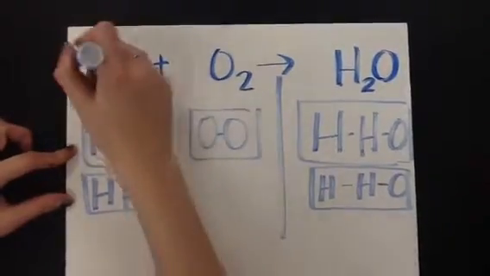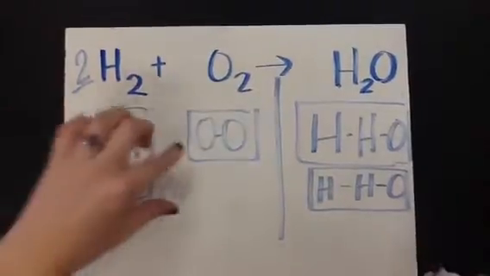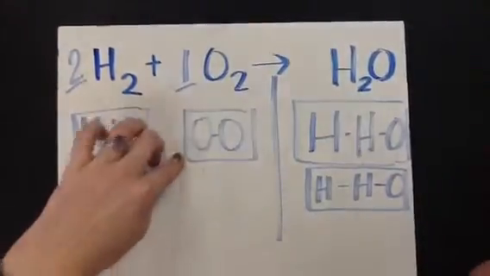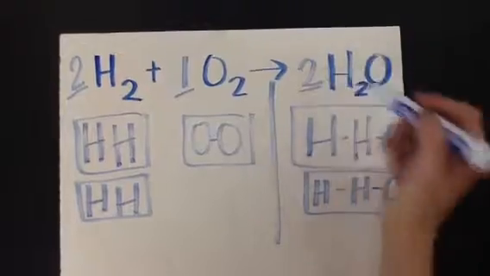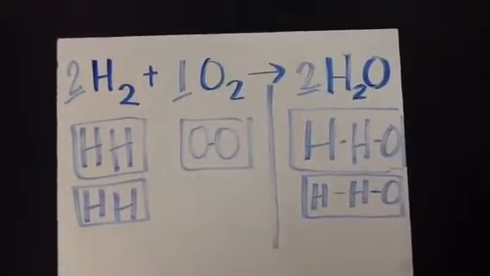So I have 2 molecules of H2, that's my coefficient. I have 1 molecule of O2, and I have 2 molecules of H2O. And now it's balanced. One more example.